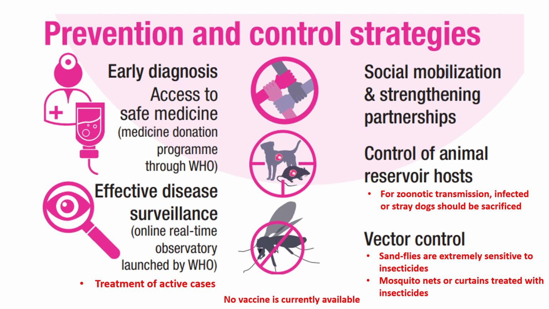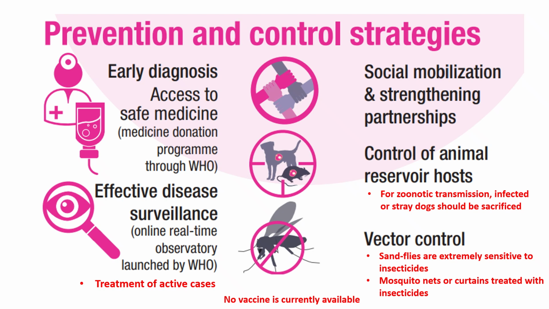How to prevent and control is pretty easy. Of course, we need to have early diagnosis, because early diagnosis can help with immediate treatment. Also we need to have effective disease surveillance once in a while, especially in endemic areas. So we have to do active surveillance and treat all the active cases. And then we have to have strong partnership with social groups and strengthen partnership with the ministry, to help control the disease.